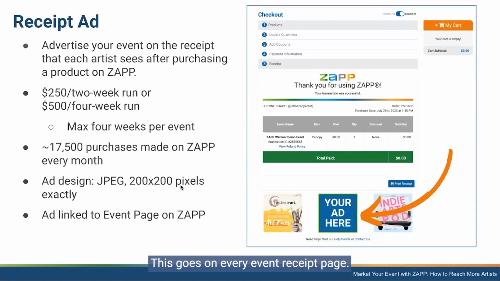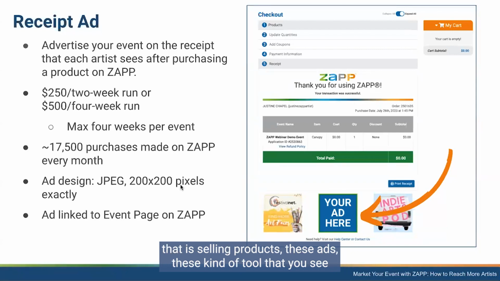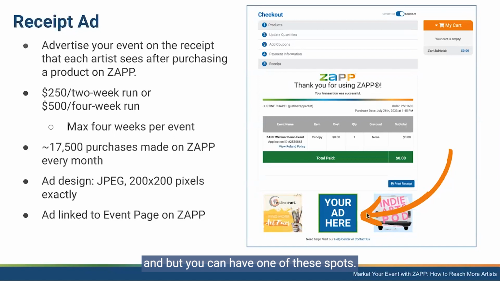And a question in the chat: does this go on every event receipt page? Yes, this is the receipt page for all of ZAPP, which means any event that is selling products. These 2 ads that you see on the screenshot here are the ones that are currently up on the receipt page. But you can have one of these spots.